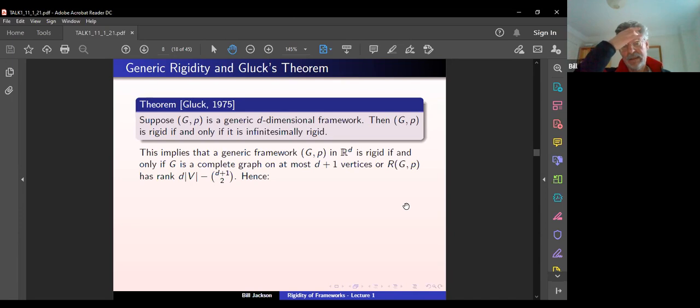So it implies that a generic framework is rigid if and only if either it's a small complete graph, which is this degenerate case when the vertices don't span the whole space, or it has at least d plus 1 vertices, which because it's generic will span the whole space, and then the rigidity matrix has rank, by Maxwell's observation, d times the number of vertices minus d plus 1 choose 2.